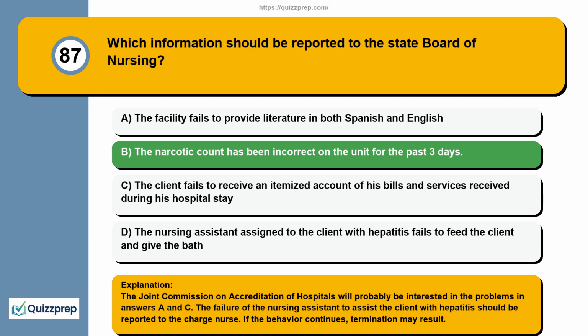The Joint Commission on Accreditation of Hospitals will probably be interested in the problems in answers A and C. The failure of the nursing assistant to assist the client with hepatitis should be reported to the charge nurse. If the behavior continues, termination may result.